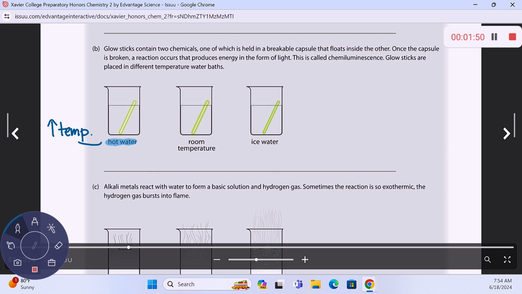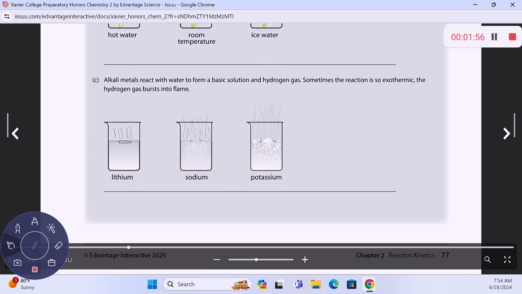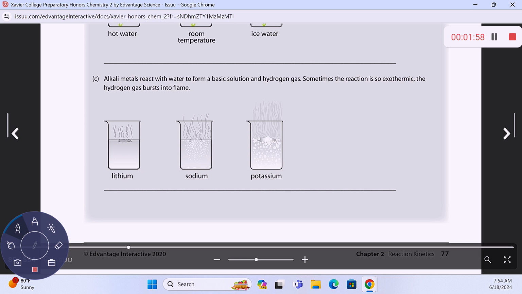Okay, let's take a look at C. In C, we've got 3 different alkali metals: lithium, sodium, and potassium. They react with water to form hydrogen gas, and they form a basic solution. They also release a bunch of heat. Which one of these appears to react the fastest? Potassium. Yeah. Any ideas why potassium would react the fastest?